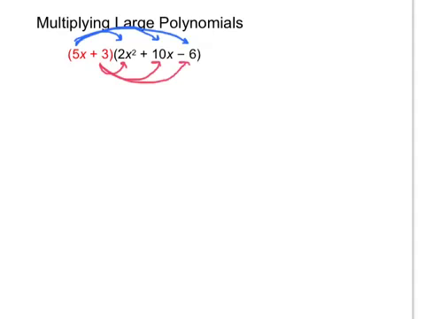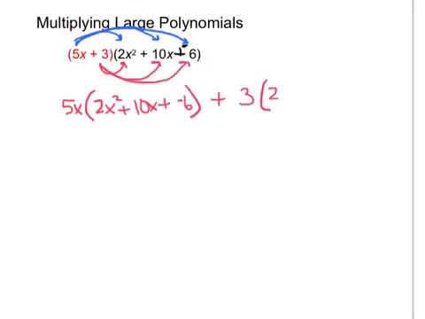and do it that way instead. And so before I do that, I'm going to make sure that I add my opposite. So add the opposite to get negative 6. And so if I do this, I have 5x times 2x squared plus 10x plus negative 6, and I have 3 times 2x squared plus 10x plus negative 6. That works the same way.